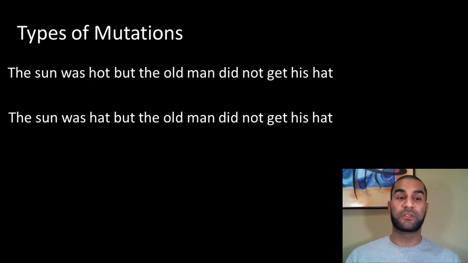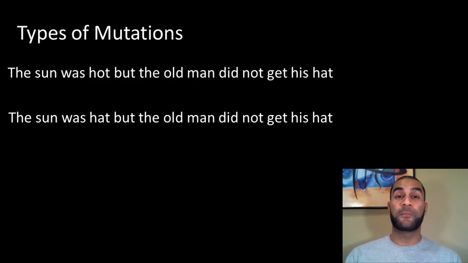But if you look carefully here, you'll read as it says, the sun was hat, but the old man did not get his hat. So there is a change here, but it all still kind of makes sense. Every word is legible. Every word is a word of the English language, and it's something that you can make sense of, even though there is a slight change that's going on here. The other two categories are what we call frameshift mutations.